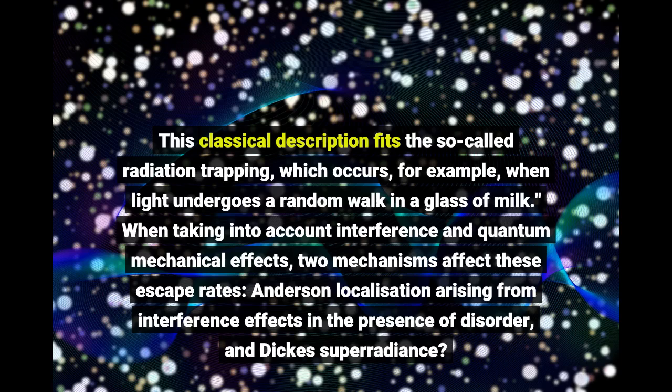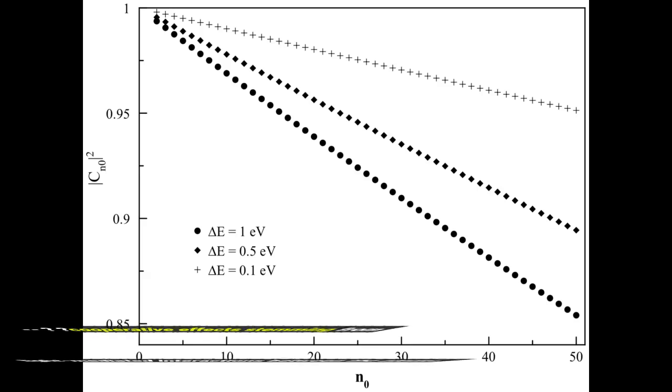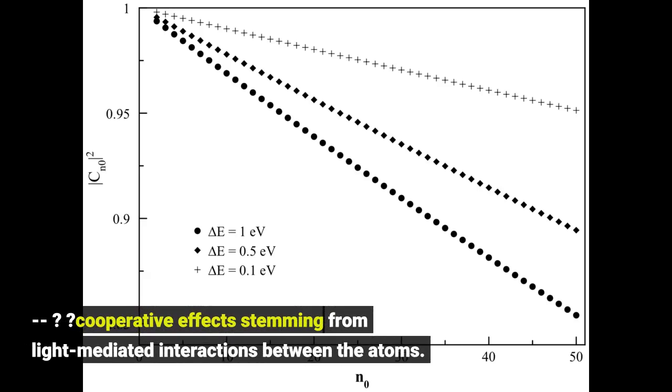glass of milk. When taking into account interference and quantum mechanical effects, two mechanisms affect these escape rates: Anderson localization arising from interference, and cooperative effects stemming from light-mediated interactions between the atoms.